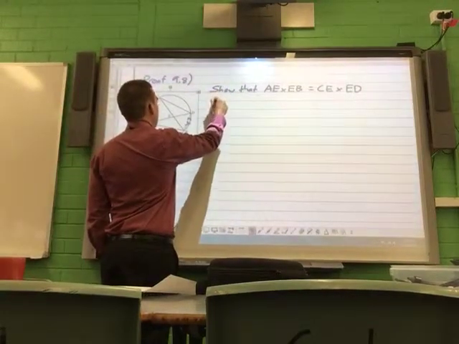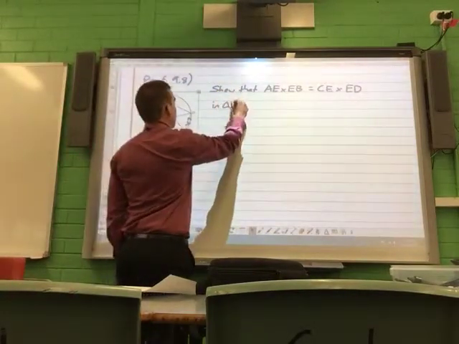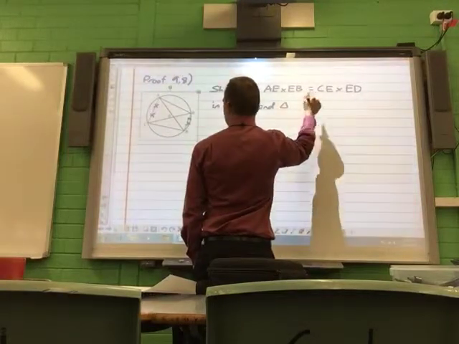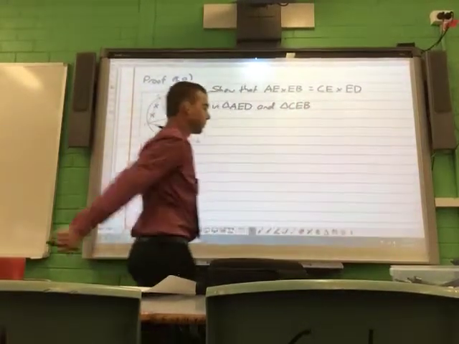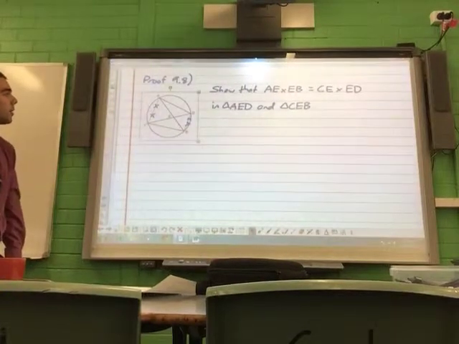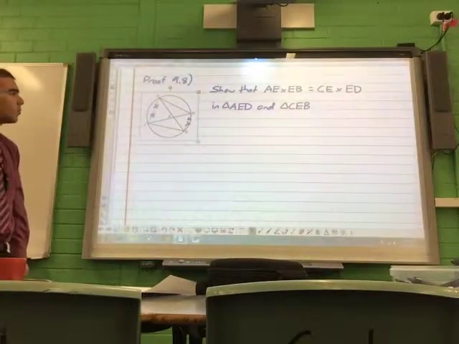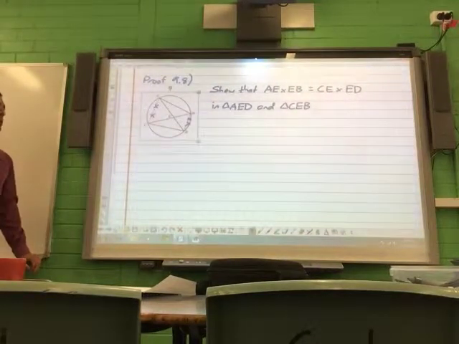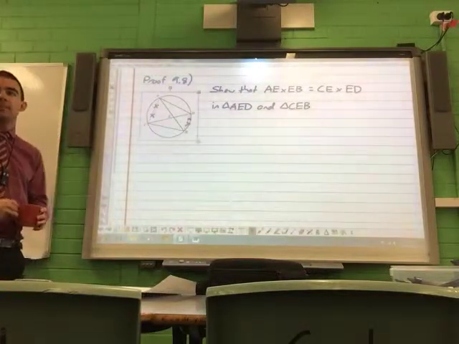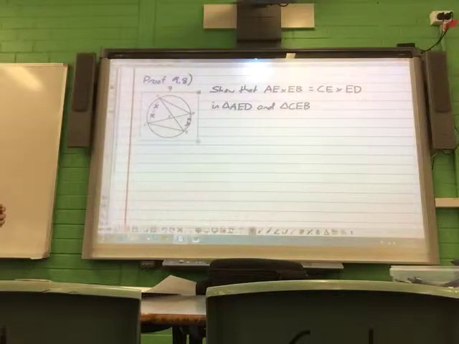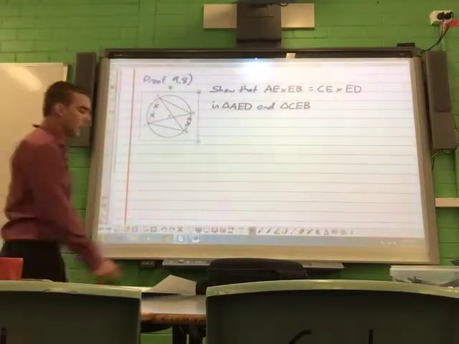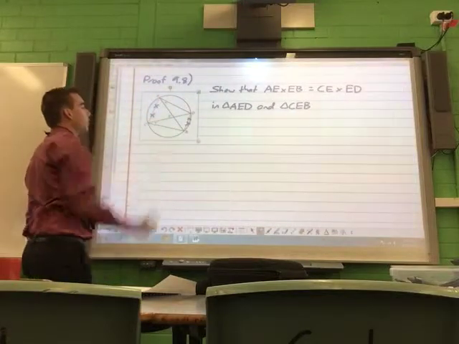Alright, so in triangle AED and triangle CEB. Right, so that top triangle there and the bottom triangle there. Can anyone identify two equal angles in the diagram using properties that you know already or you have been shown in this topic? Pardon? Yep, angles in the same segment. Butterfly wings, yes. So, that means that angle and that angle are equal.